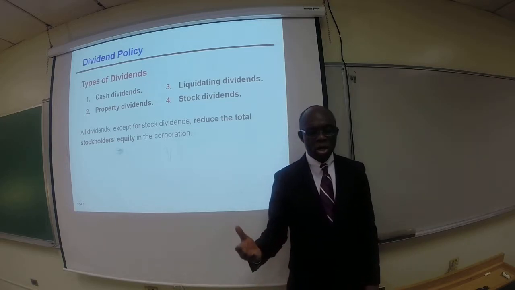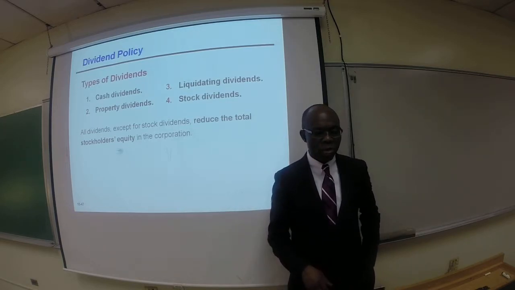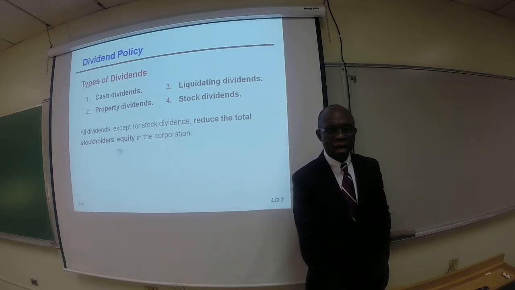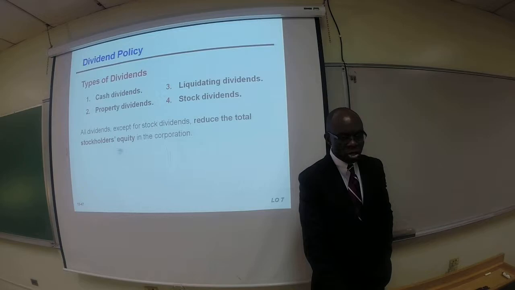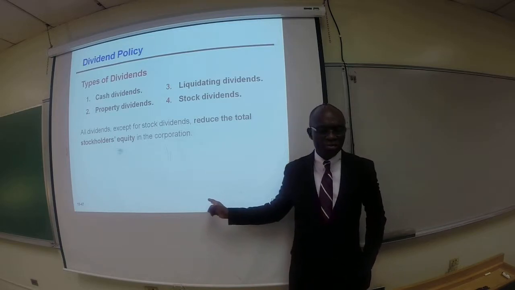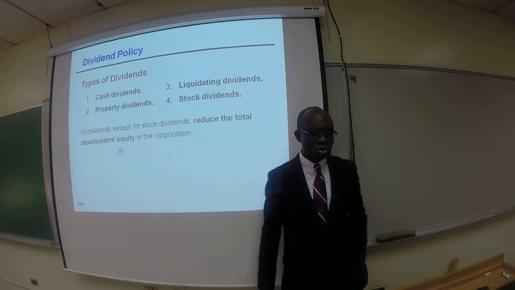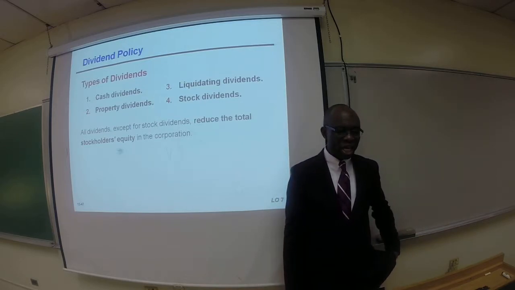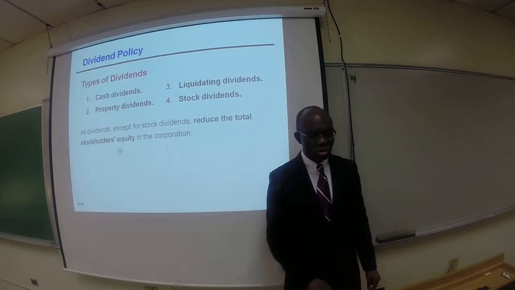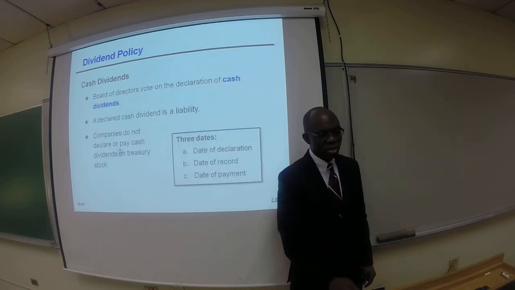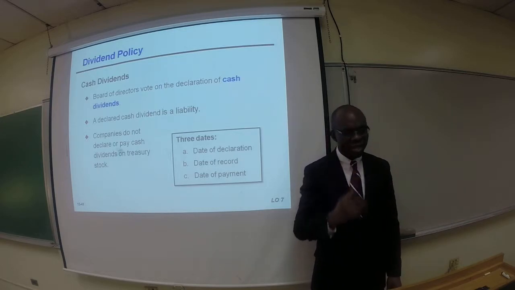Number three, we call it liquidating dividends. We are going to talk more about that in a minute. And number four, we have stock dividends. This rule is very important for you to know: all dividends except for stock dividends reduce the total stockholders' equity in the corporation. We are going to take a look at how that plays out in a minute. So let's take a look at the first type of dividend, cash dividends.